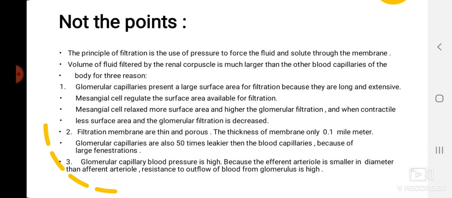When these cells are relaxed, there is more surface area in the glomerular capillary for the filtration of fluid. So the more the surface area, the more the filtration. When these cells contract, they decrease the surface area of the glomerular capillary. If the surface area is decreased, so what happens? Glomerular filtration is also decreased.